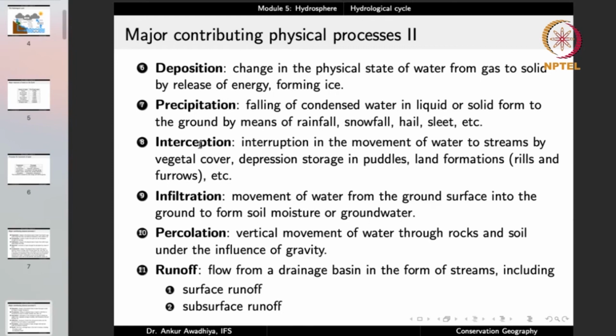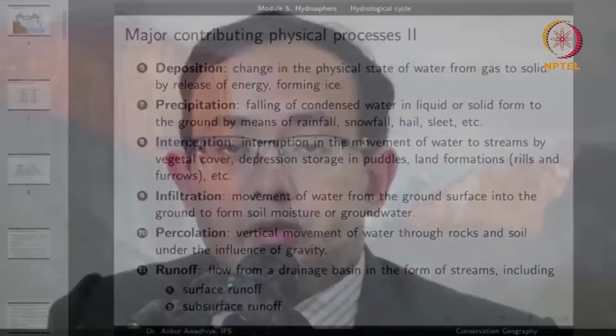Next we have interception, which is interruption in the movement of water to streams by vegetal cover, depression storage in puddles, land formation, rills and furrows, etc. Now interception is the interruption in the movement of water to the streams. So essentially what happens is that when you have rainfall, the water that falls down to the earth tends to move towards the streams, and with the streams it will tend to move towards the oceans. Now interception is the interruption of this process. That is, in the process of interception, the water is interrupted from moving into the streams and into the oceans.